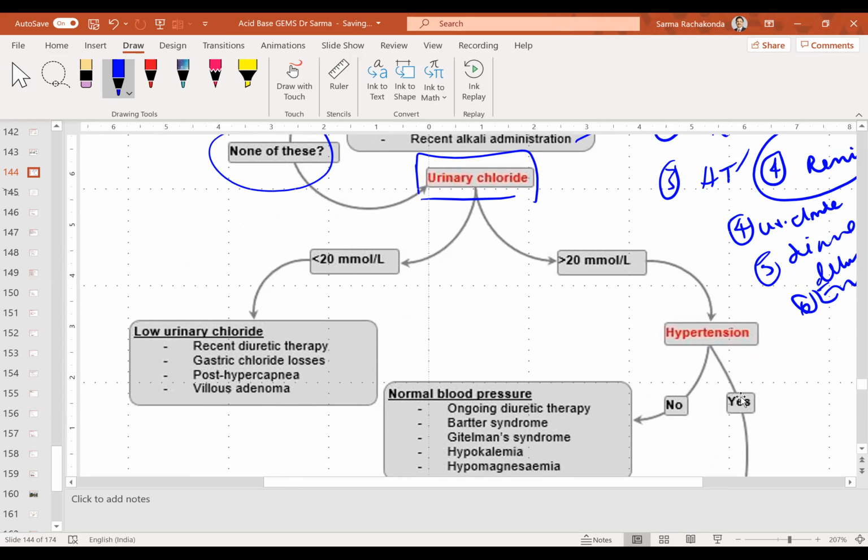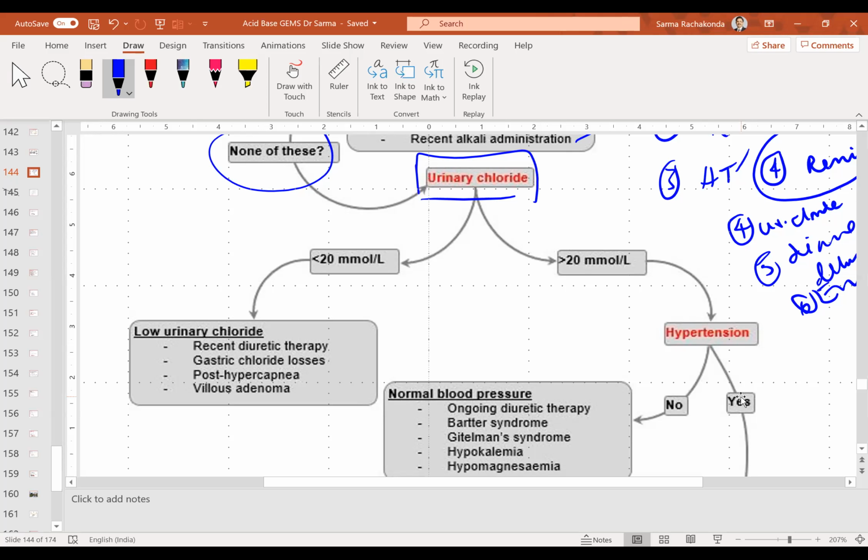Why is urine chloride important? This is to know whether the patient has salt responsive alkalosis or salt resistant alkalosis. It is called salt responsive and salt resistant, or saline responsive metabolic alkalosis and saline unresponsive metabolic alkalosis.